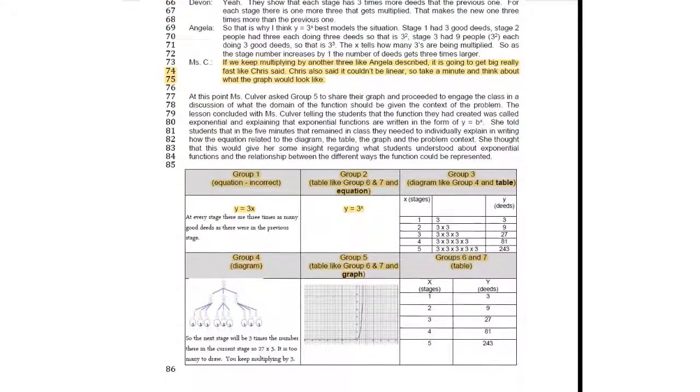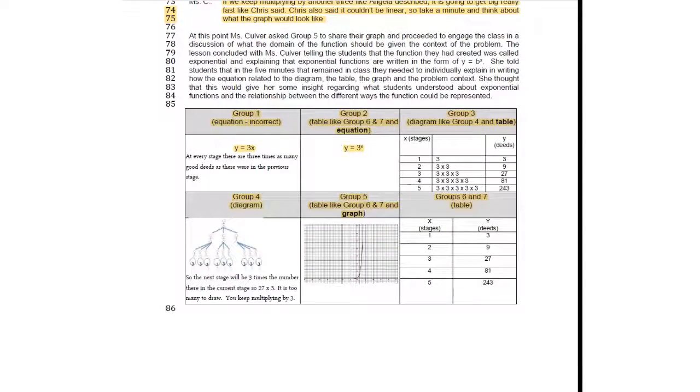So let's take a look at the solution strategies students came up with. Group 1 came up with the equation y equals 3 times x. That's a misconception. Group 2 came up with the function y equals 3 to the x power. Group 3 started with a diagram like Group 4 and ended up writing it as a table because they saw the pattern. Group 5 came up with a function, a graph of a function, after they had done a table like Group 6 and 7.